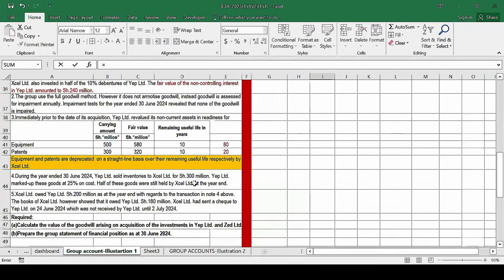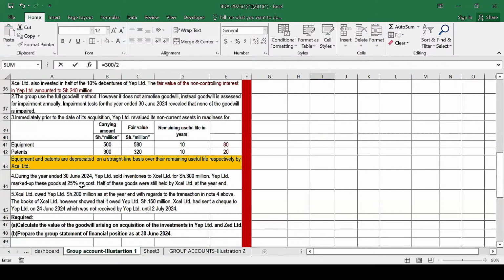Remember, the goods which were sold were 300, but we are told the goods not yet sold were half. So we get half of this, we divide by 2, times the gross profit margin. Are we given the gross profit margin here? No. I hope you can see we're given markup. Markup is 25%.